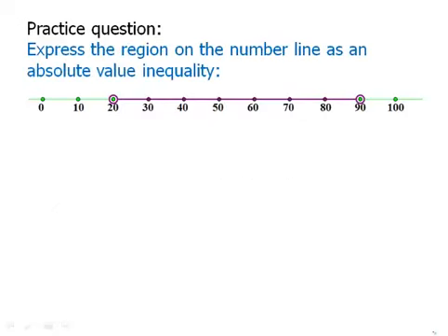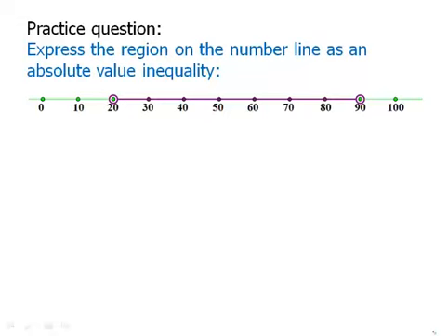Here's another practice question. Pause the video and then we'll talk about this. Express the region on the number line as an absolute value inequality. So as an ordinary inequality, that would be easy. As an ordinary inequality, this is just x is greater than 20 and less than 90. But that's not what we're being asked. We're not asked for an ordinary inequality. We want an absolute value inequality.